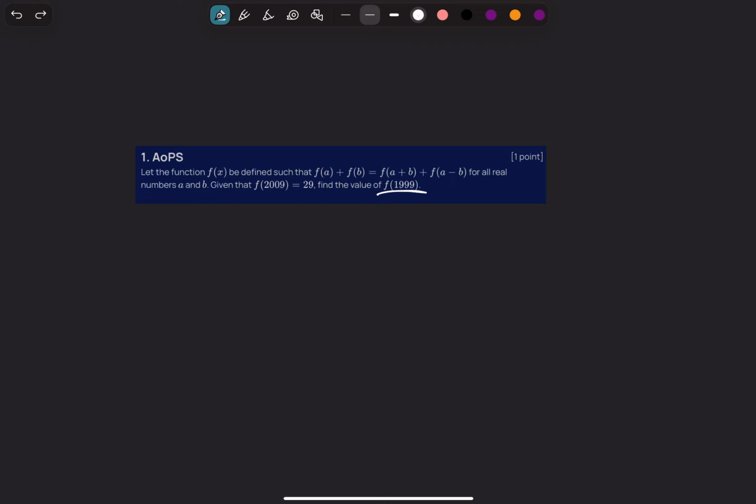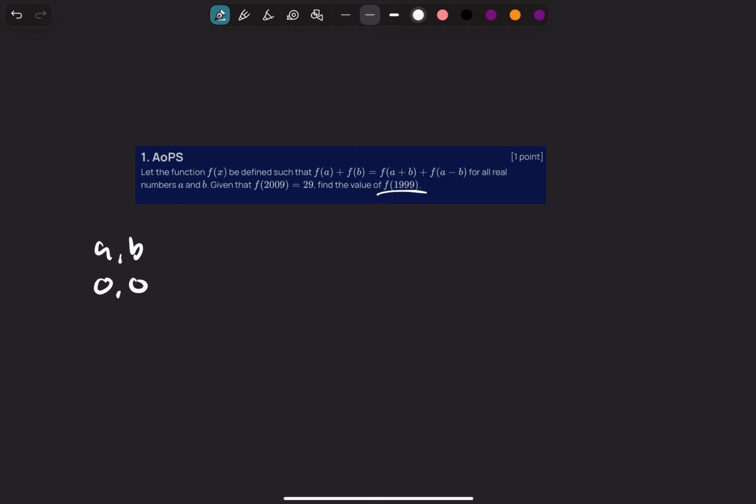So whenever we have a functional equations question, it's generally a good idea to start by substituting in some nice values of the variables, in this case a and b, so we can discover facts about this function. A good place to start is setting a, b equal to 0, 0.